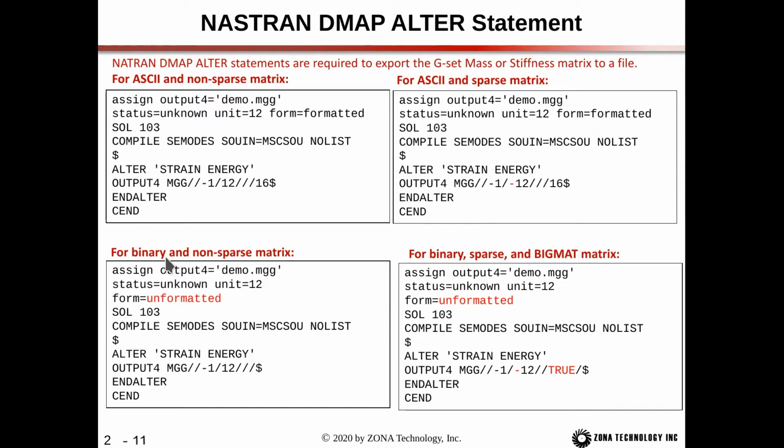Now if we go to binary and non-sparse, instead of formatted, we change form to unformatted. So that signifies binary. And now for binary, sparse, and big mat, form is still unformatted. Our unit number is minus 12, and then we have true specified in the big mat option to force this matrix to use the big mat option. Now with Nastran, this really isn't needed because Nastran will automatically use the big mat format if the matrix is too big to store otherwise.